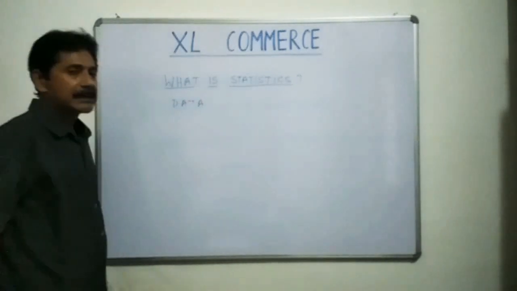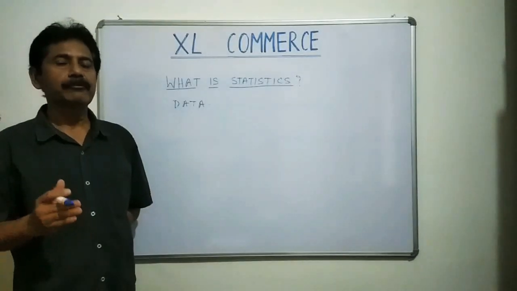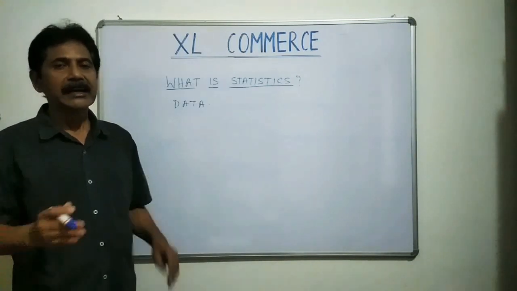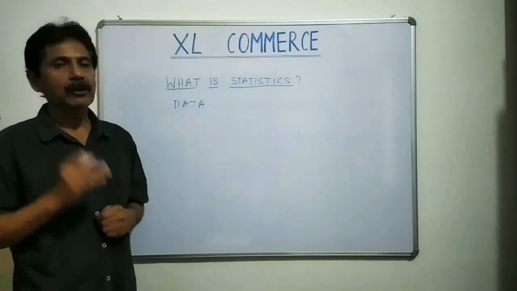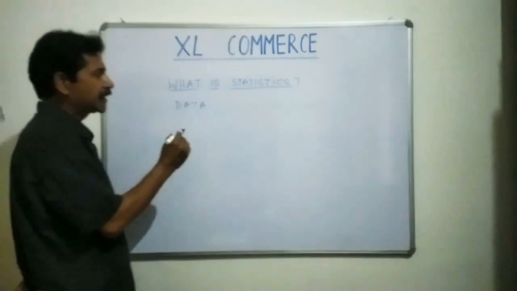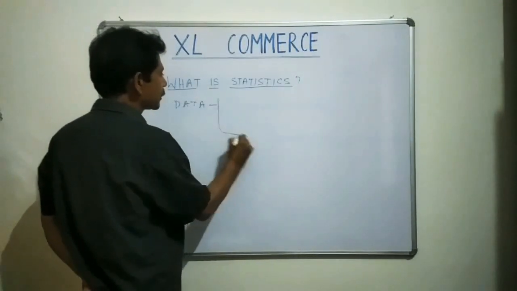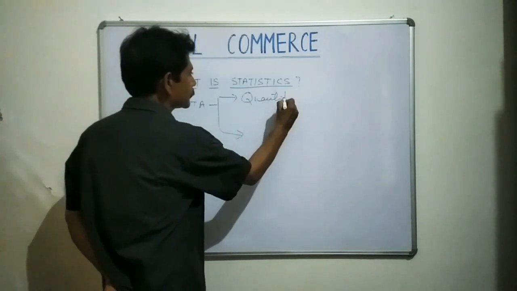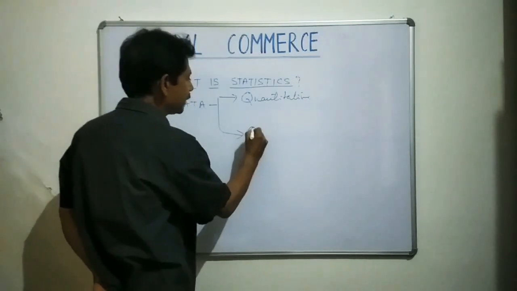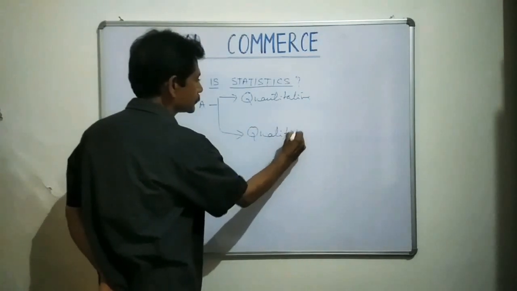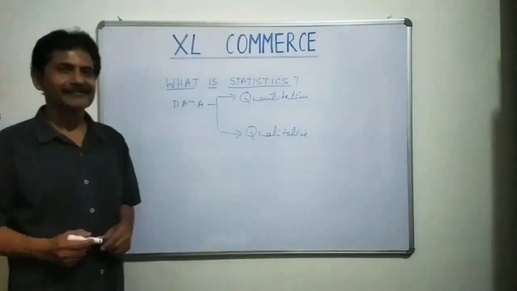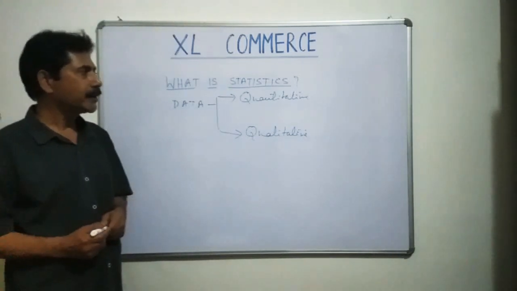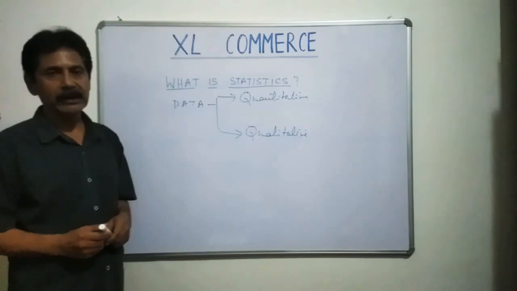In fact, data means pieces of numerical information. Data gives you numerical information. Now, this data is of two types. One is quantitative and the other is qualitative. Now it is important for us to understand what is quantitative data and what is qualitative data.